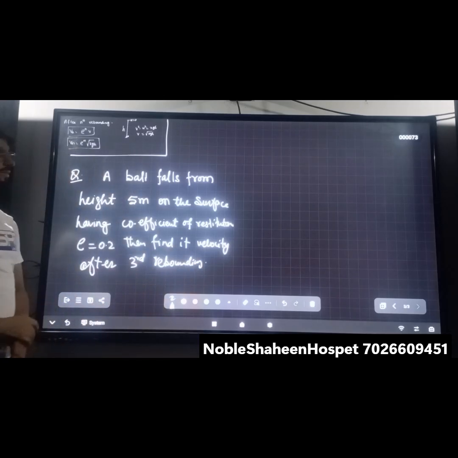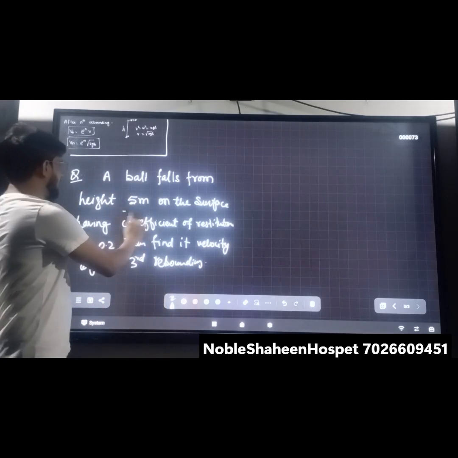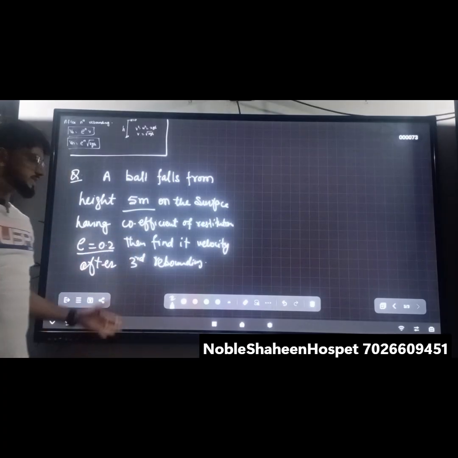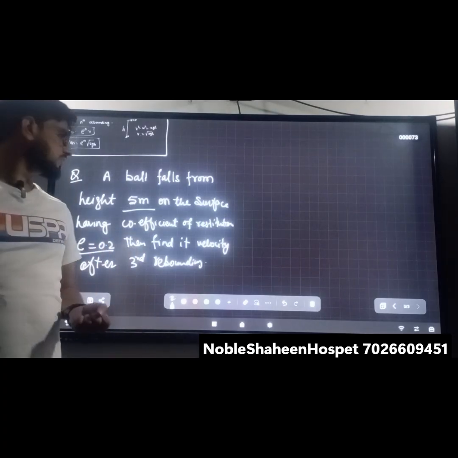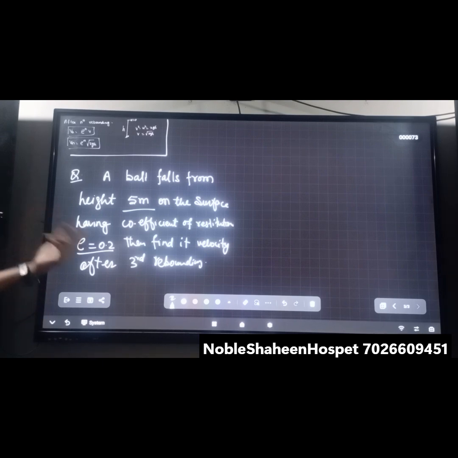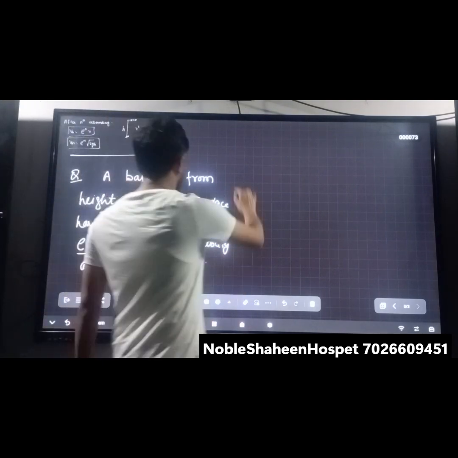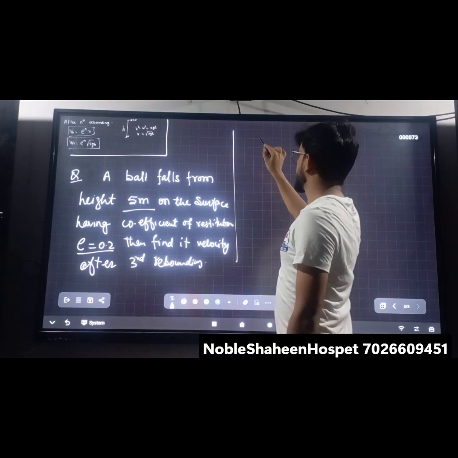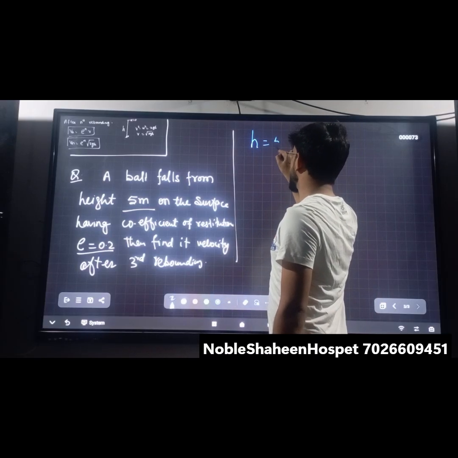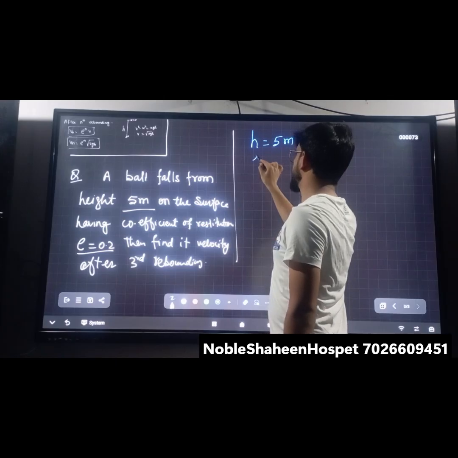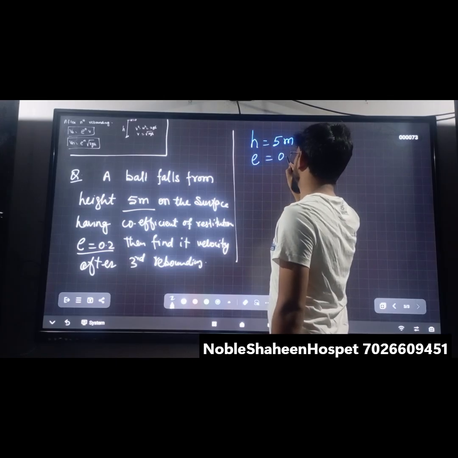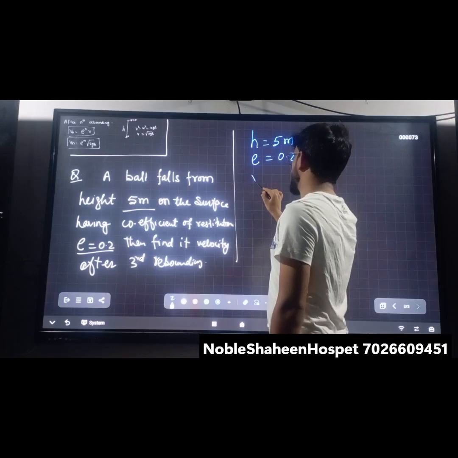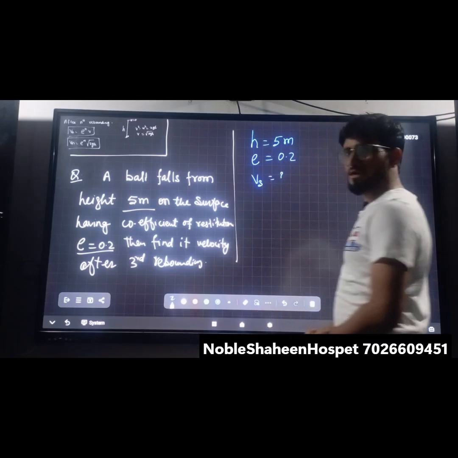An object falls from a height of 5 meters onto a surface whose coefficient of restitution is 0.2. What will be its velocity after the third rebounding? We have to calculate this. Now let's see. The question says that the height h is equal to 5 meters and the coefficient of restitution e is equal to 0.2, and we want to calculate v3, that is, the velocity after the third collision.